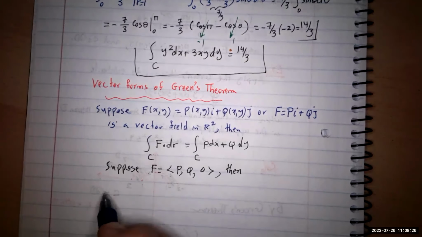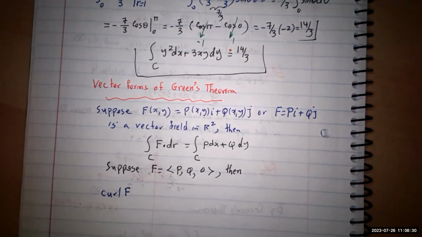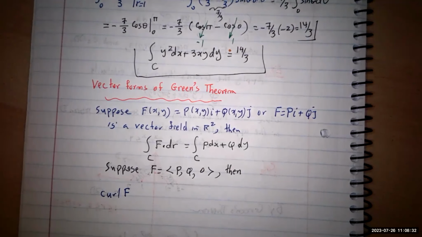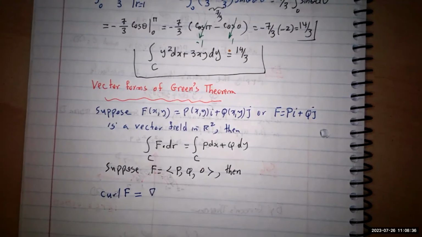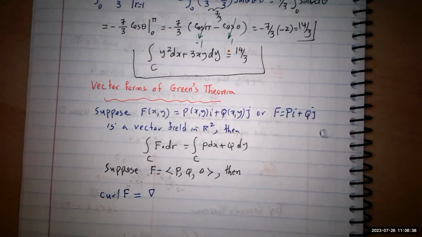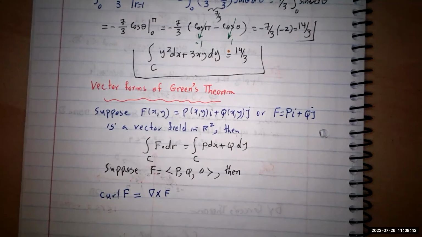What was the curl of F? This is where I told you that you are going to use the curl at the end. So what was the curl? Remember, the curl was the differentiation operator del cross F. That was the definition of a curl, which is a cross product.